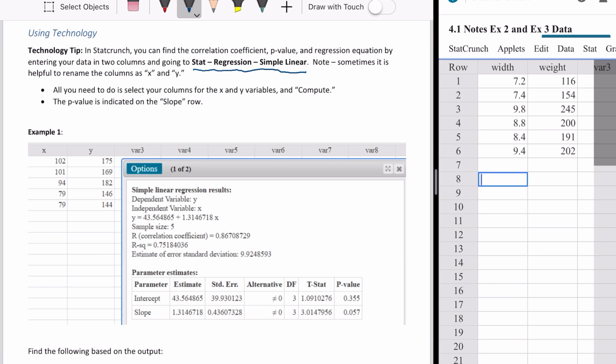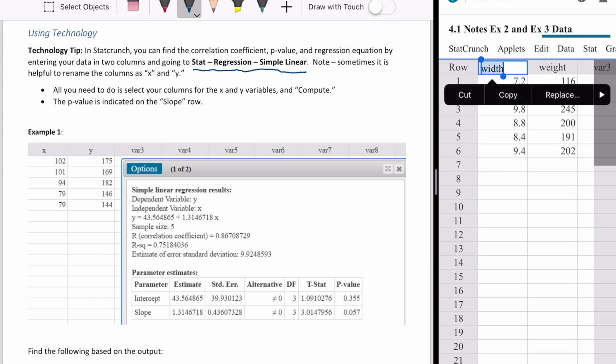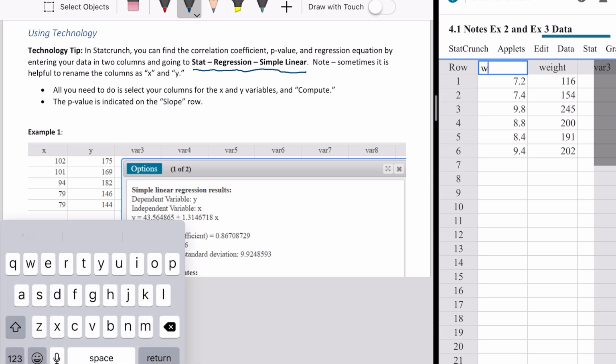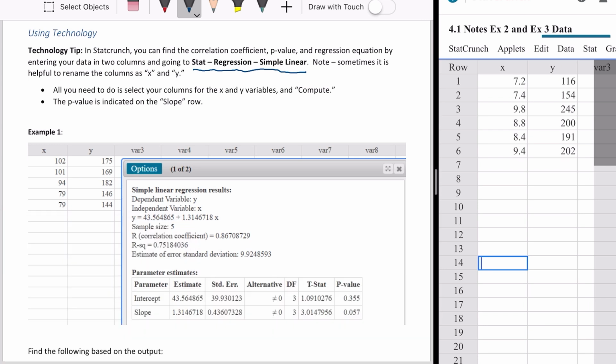All you have to do is select your columns for X and Y variables. And it's really helpful if you rename your columns. We're going to name them X and Y. She can totally do that on the iPad without a keyboard. I'm going to name that one X, and I'm going to name this one Y. I like that better, and what that's going to do is make our equation a little more legible here.